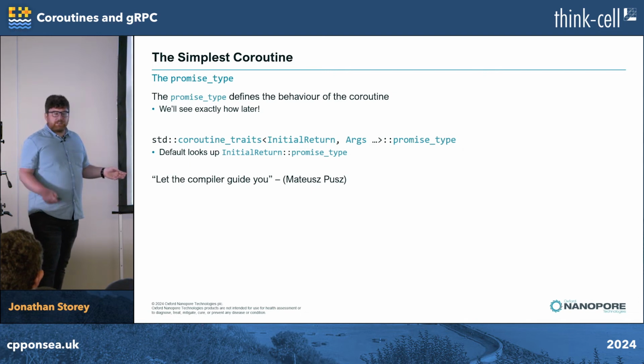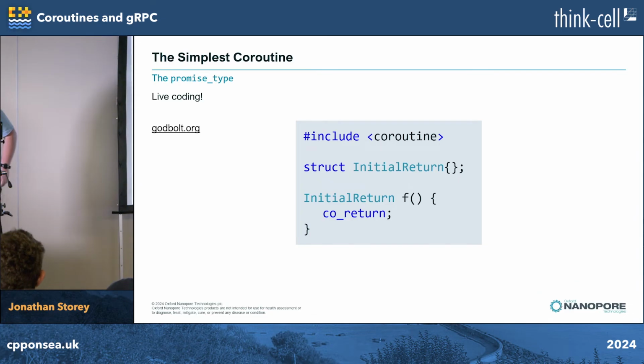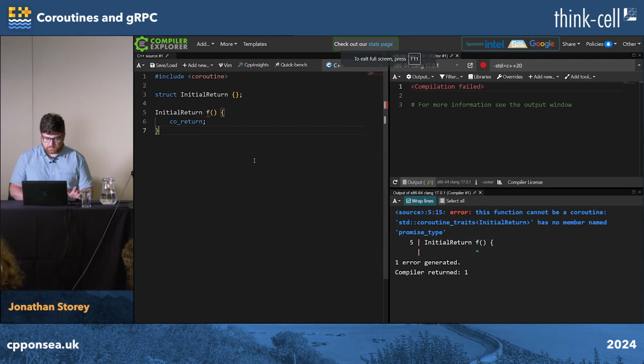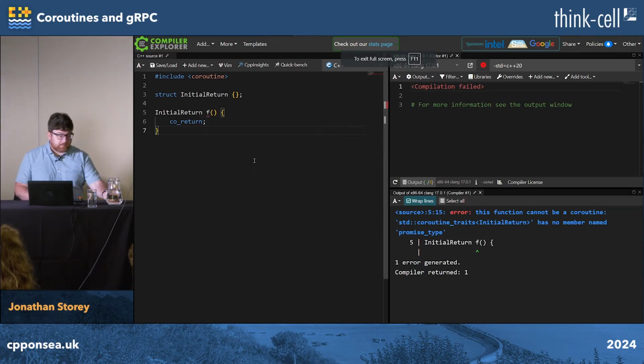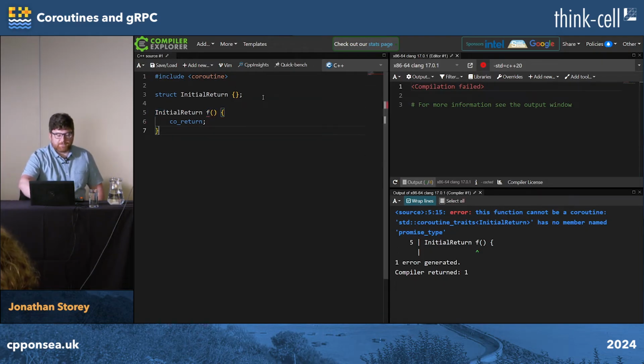And so I'm going to do some live coding, and I went to a coroutines workshop with Matthias Putz, and his idea was let the compiler guide you. So we're going to have a go at that right now. We're going to implement this, get it compiling and working. So this is the code. And as you can see down here, we've got an error. And it says this function cannot be a coroutine. This coroutine trait's initial return type has no member named promise type. And we remember that by default, coroutine traits looks inside the initial return type to find the promise type.